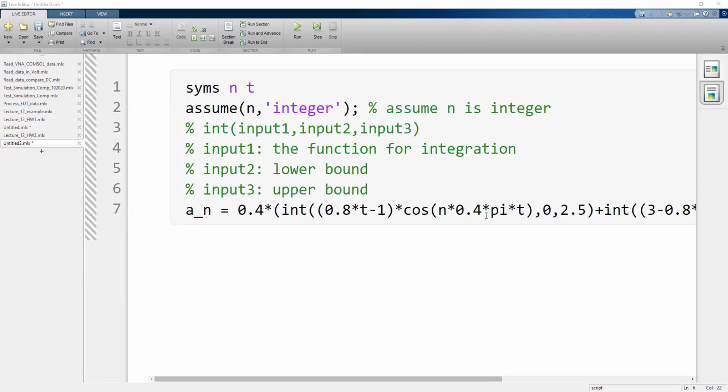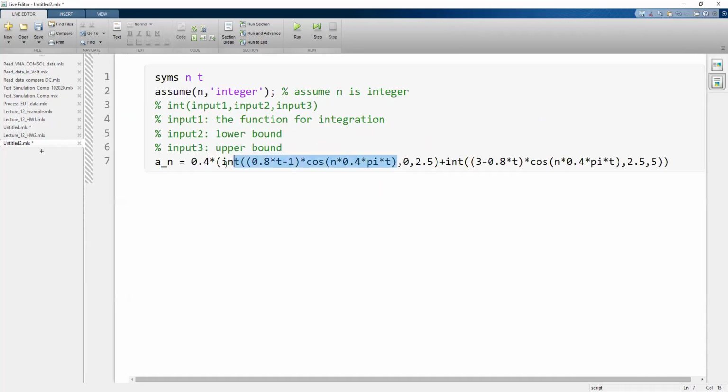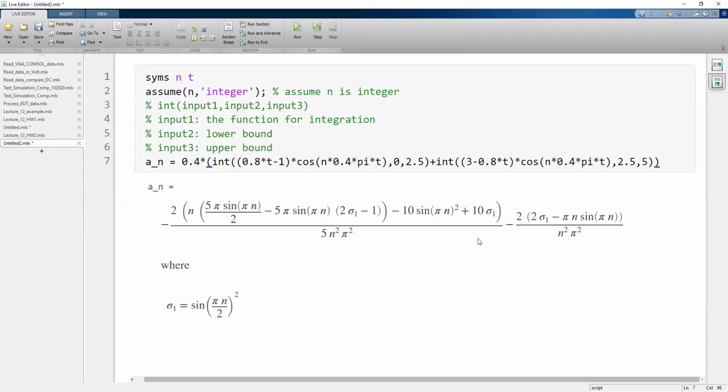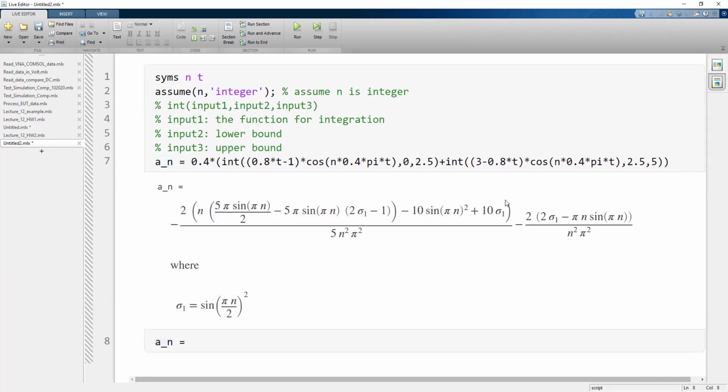I don't think it's really hard to understand. You just put your equation in the first one from 0 to 2.5, the second one 2.5 to 5. And then let's click run. So that's your final solution. Gosh, it's really complicated. But whenever you do symbolic analysis, once you get a solution, you always want to try your luck by using simplify.